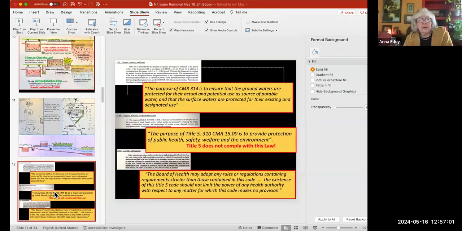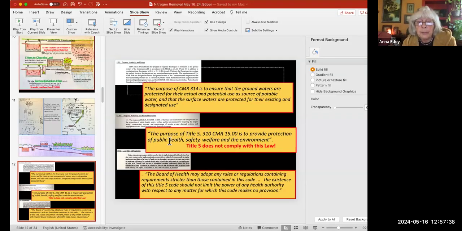Then we have this interesting thing. The purpose, this is straight from the law books, right? These 3 ones here. And this is an abbreviation, a clarification. The purpose of 314 CMR 14 is to ensure that the groundwaters are protected for their actual and potential use as source of potable water, and that the surface waters are protected for their existing and designated use. In other words, shellfishing, swimming, everything.